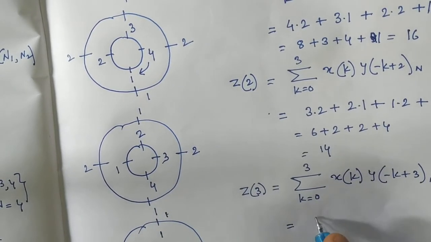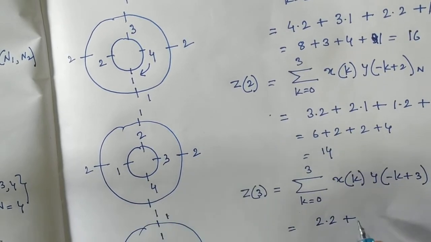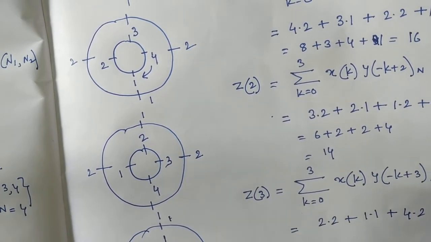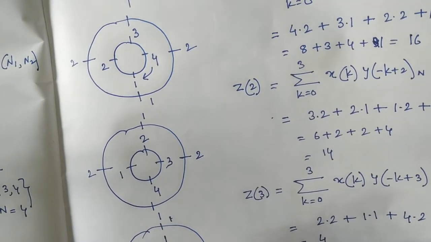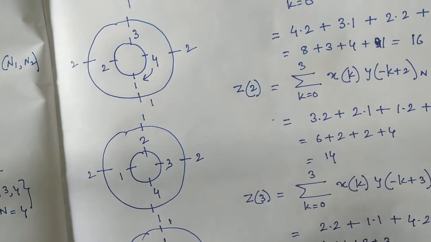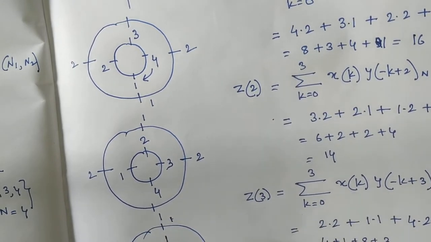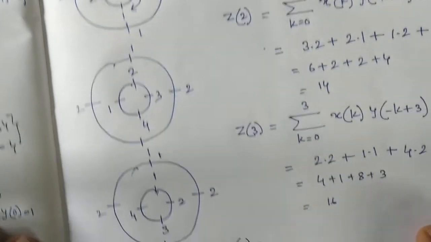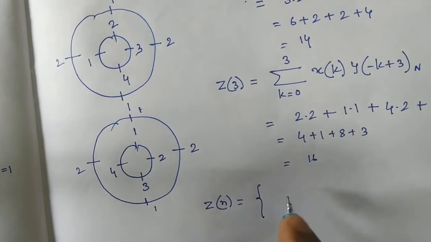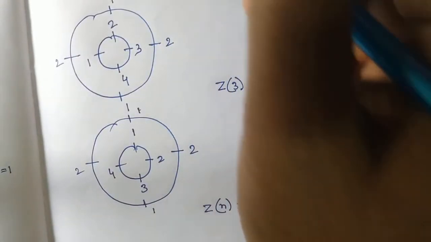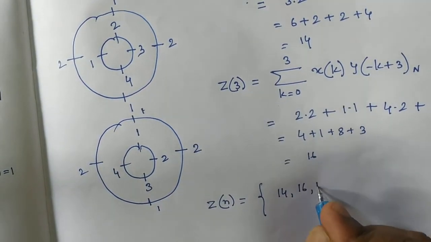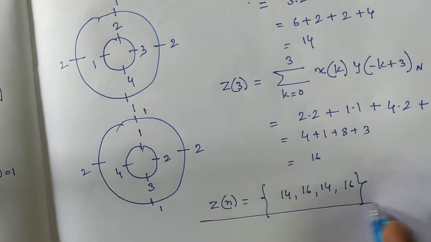So it will be 2 into 2, 2 into 2 plus 1 into 1, 1 into 1 plus 4 into 2, 4 into 2 plus 3 into 1, 3 into 1. So we get 4 plus 1 plus 8 plus 3, that is 11, 15 and 16. So you can say your Zn is equal to Z0, Z1, Z2, Z3, that means 14, 16, 14, 16. This is my Zn.